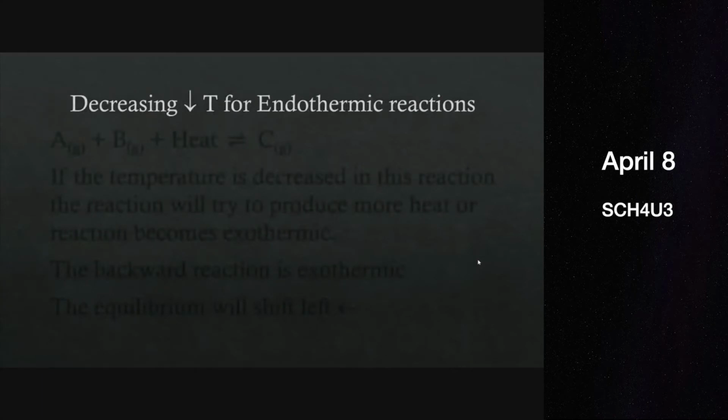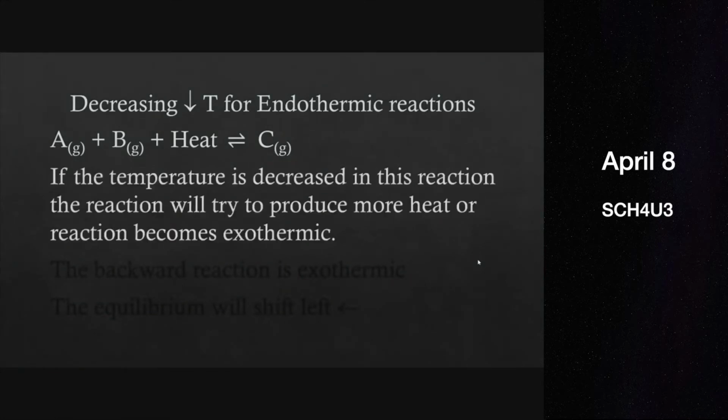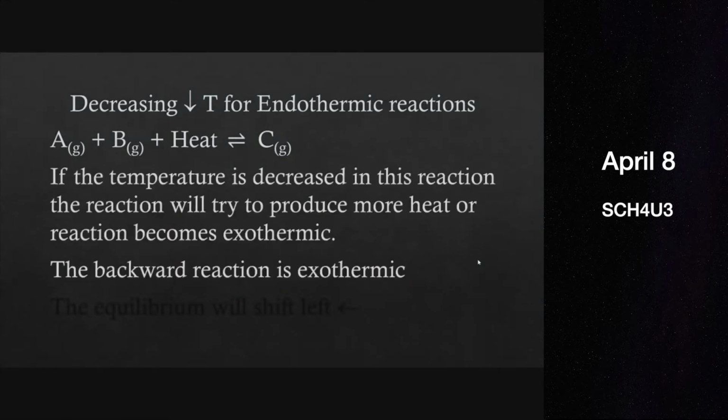This decreasing of temperature for an endothermic reaction, the system will try to produce more heat, right? So what would be an ideal case? The backward reaction would be exothermic because heat would be produced. In the forward direction, heat is being consumed. So in the backward reaction, the heat is being produced. Hence, the equilibrium will shift left in this case.